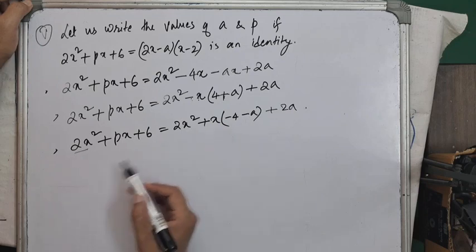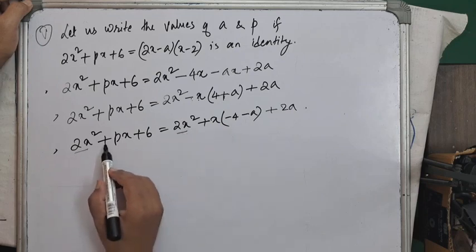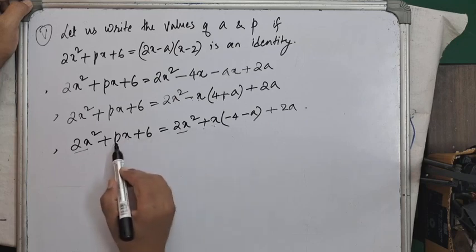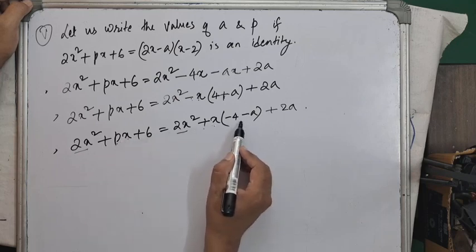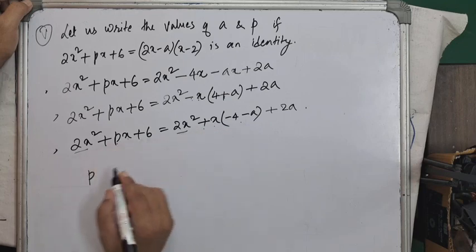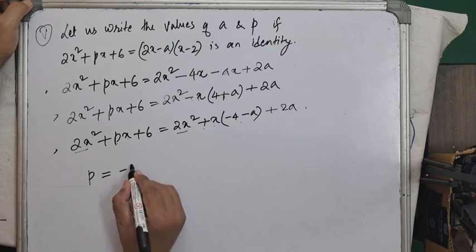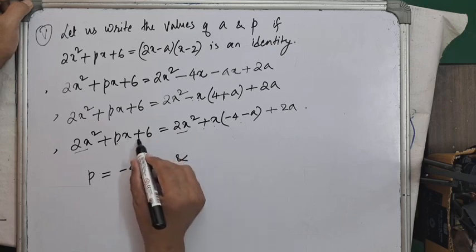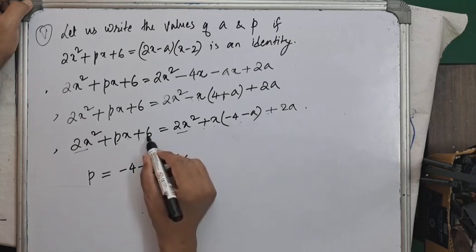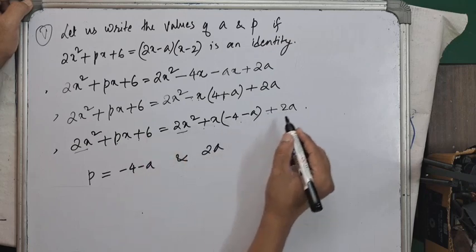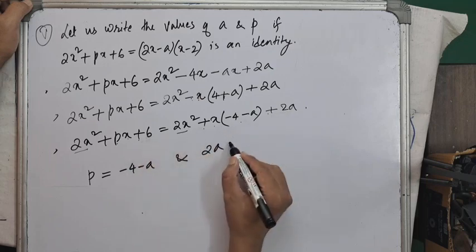So we have 2x square here, we have 2x square here, we have plus here, we have plus here, we have x here, we have x here. This p must be equal to this, isn't it? So comparing left hand side and right hand side of this equation, p equal to minus 4 minus a, and plus, we have plus this 6, we have 2a here. So comparing left hand side and right hand side, 2a must be equal to 6.